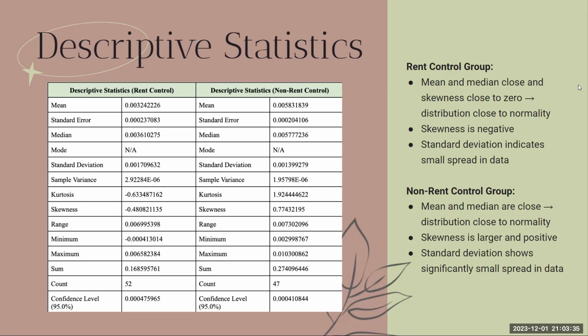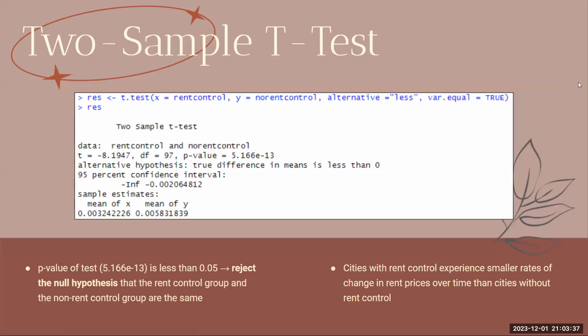And so for our two sample t-tests, in the next slide, we use that to determine if the means from the two independent samples were the same. This is our test output conducted in R, and because the p-value of our test is less than 0.05, we reject the null hypothesis that the means of the rent control group and the non-rent control group are the same. We may conclude that the cities with rent control experience smaller rates of change in rent prices over time than cities without rent control.